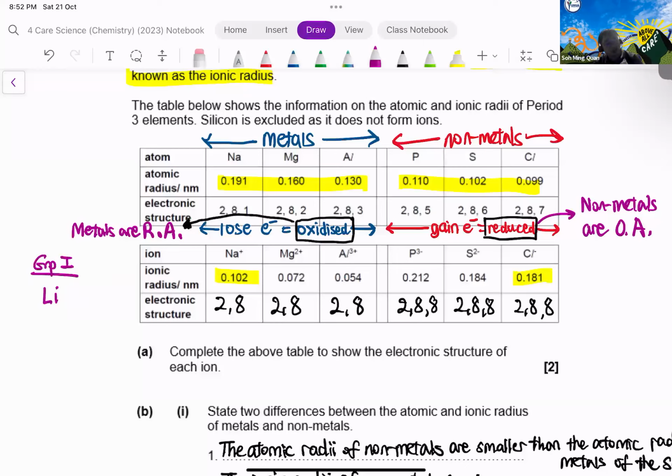And you have learned reactivity for group 1 increases down group 1.